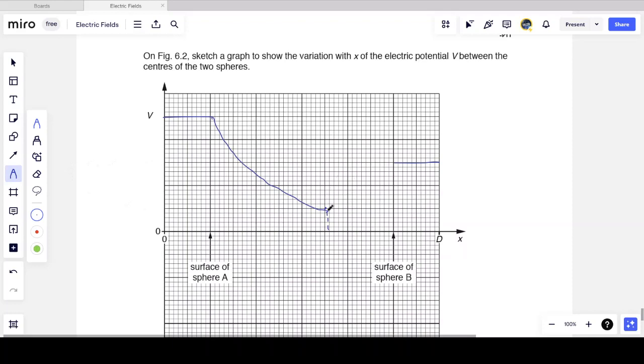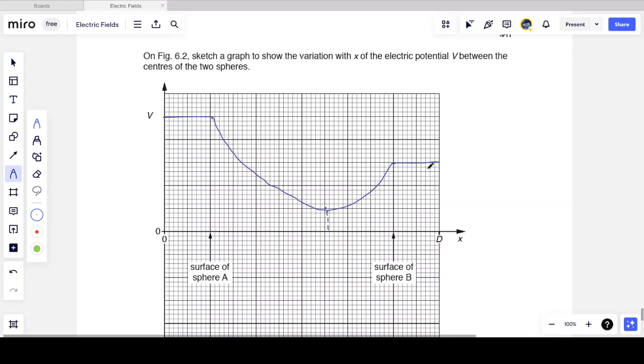And then from that point onwards, the potential of sphere B takes over and the total potential grows as we get closer to the surface of sphere B. And so this is a very, very poorly drawn diagram. But as you can see, this graph is curved as we go from the surface of sphere A. It decreases to the point at which it's a minimum, which is closer to sphere B, closer to the surface of sphere B, and then increases as we get to the surface of sphere B.